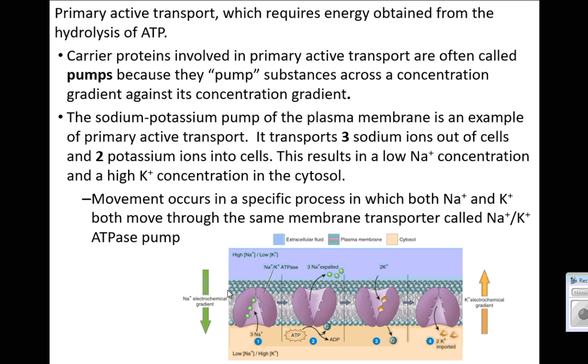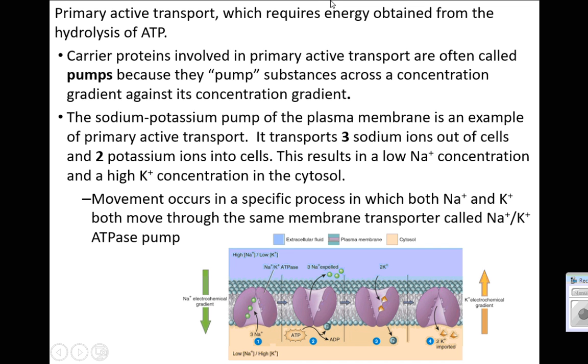It's a 4-step process shown down at the bottom where we take 3 sodiums and push them out of the cell, which is against what they would normally want to do because there's more sodium outside the cell than inside. So instead of going from high to low, we're going from low to high. That's capable of happening because here we see in step 2 ATP is used. After the sodiums are expelled, potassium combines to that carrier. The carrier changes shape again and pumps those 2 potassiums. And then we can start the process over again. Potassium, just like sodium, moves against its gradient from low to high.